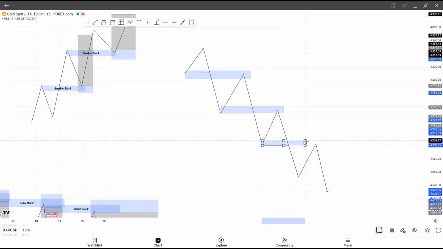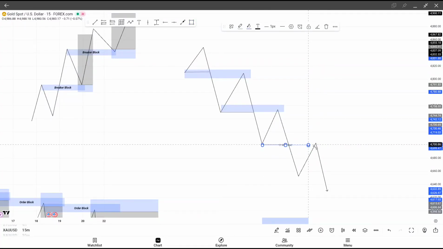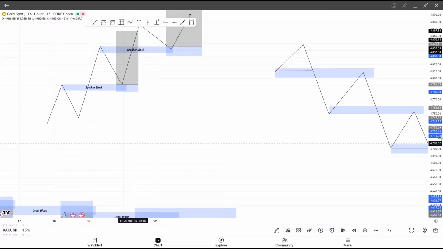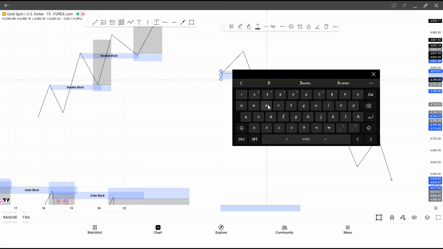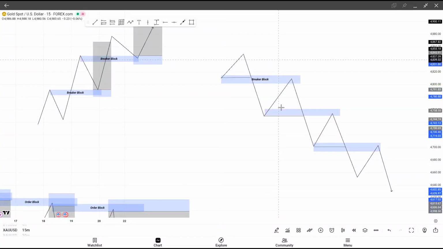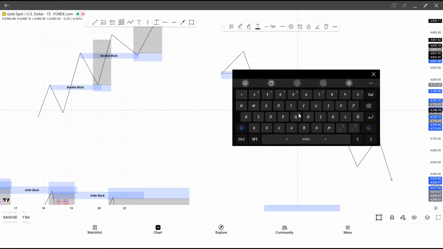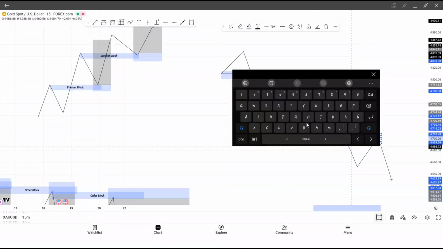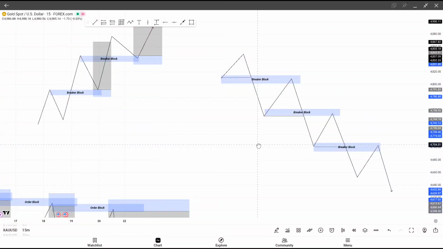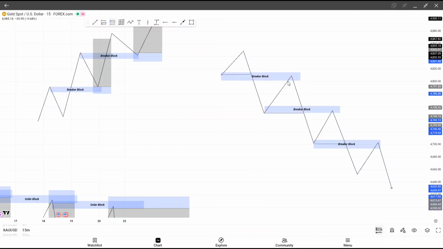Let me type it for you to understand and see very well. This is very important for all traders. This is a breaker block. This is a breaker block. A breaker block in a bearish market is also there to sell the market. It means that those points of interest will definitely perform according to the market direction.